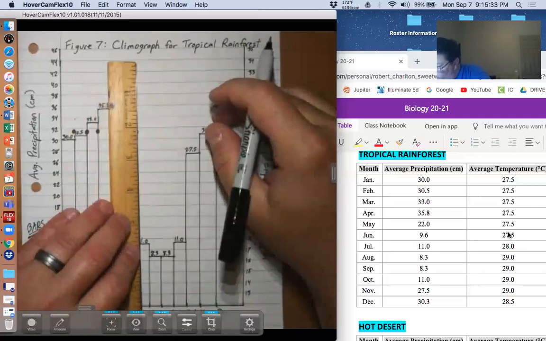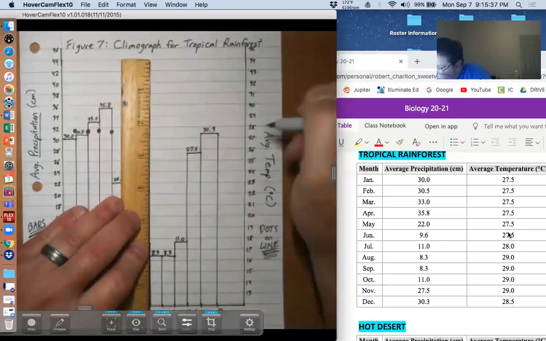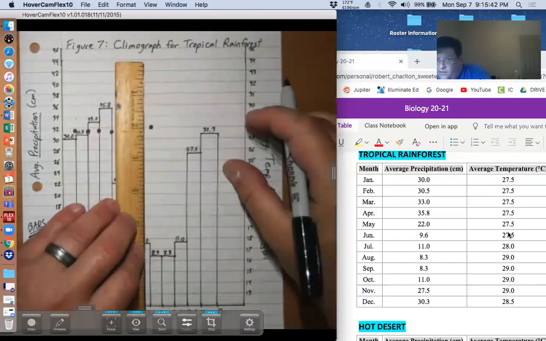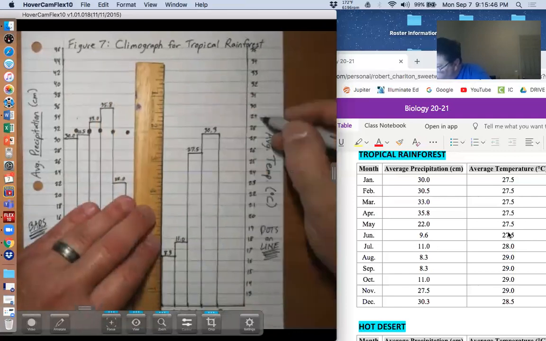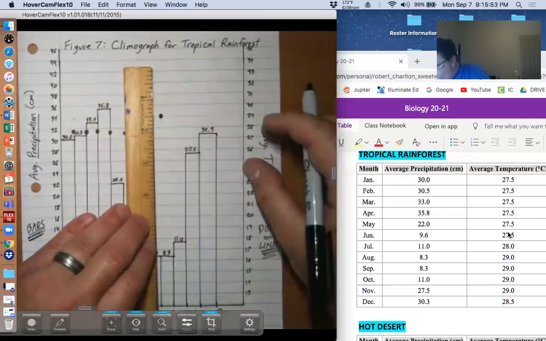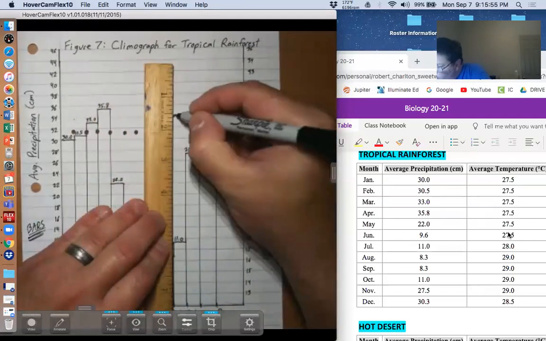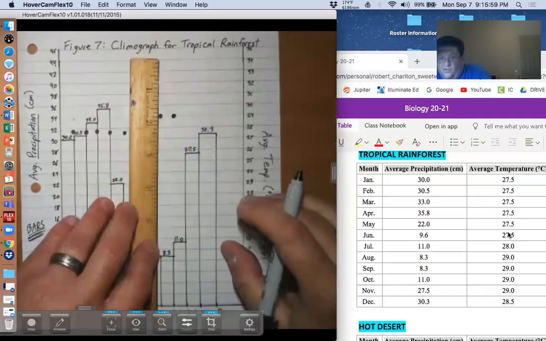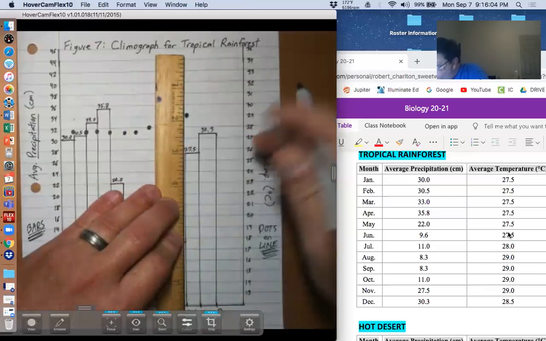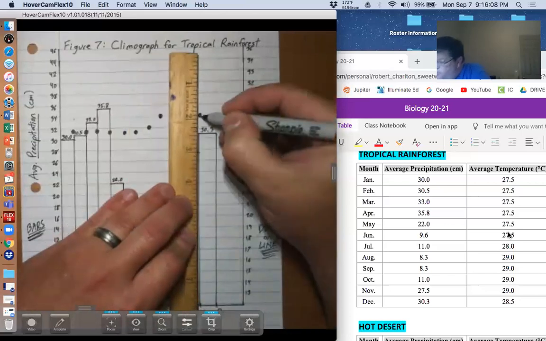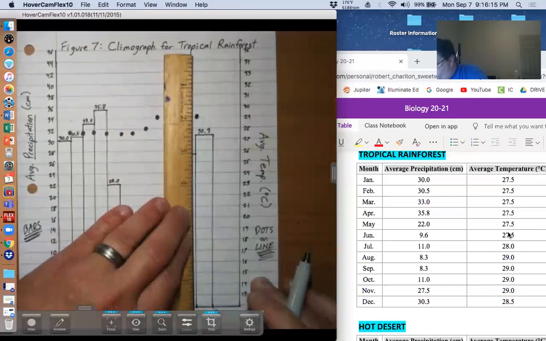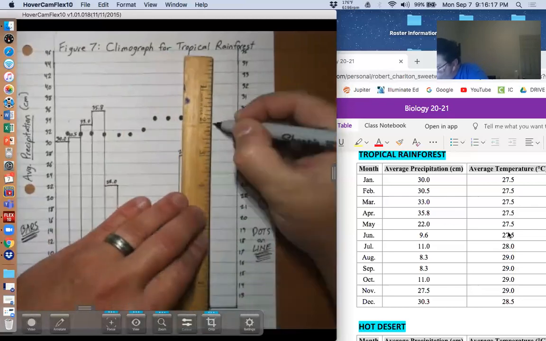July is 28, so it goes up a little bit. So 28 is right here, so that's on the line. August is 29, so 29 is the next one up. September is also 29. October and November are both 29, so October is 29. November is 29. Notice I'm only looking at the right-hand y-axis because that's where the temperature numbers are. And then December is 28.5, so the 28.5 is right about there.